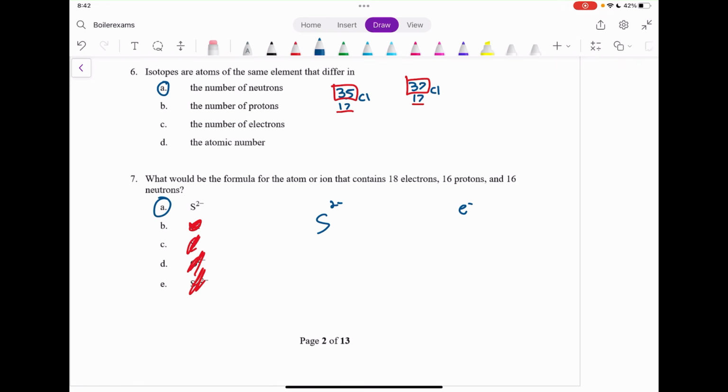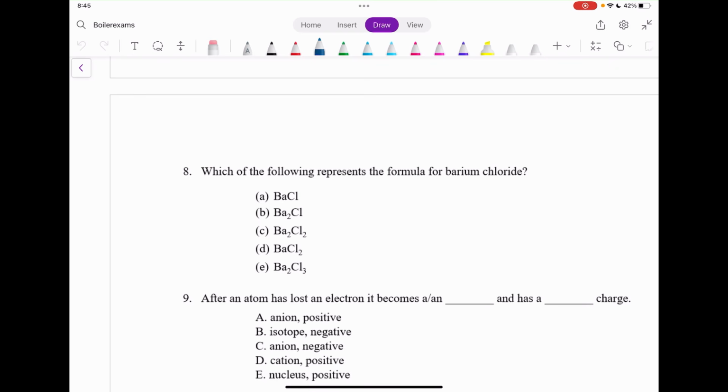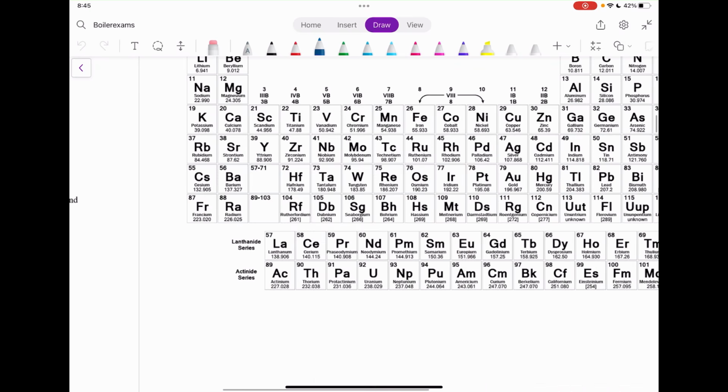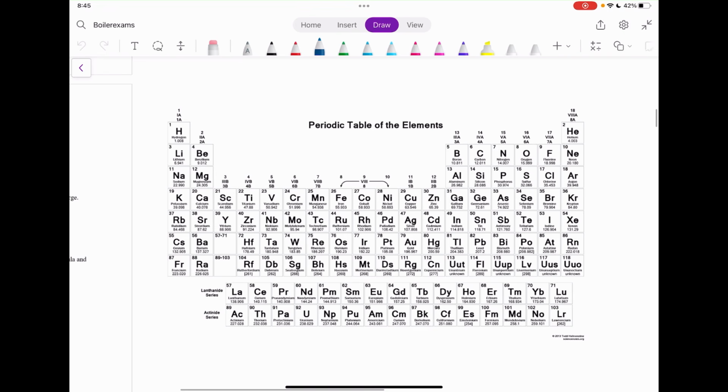And I lost the answer key. Okay. 8. Which of the following represents the formula for barium chloride? So let's first find these on our new and improved periodic table. We've got barium down here, that's a group 2 metal. And then chloride is a halogen.